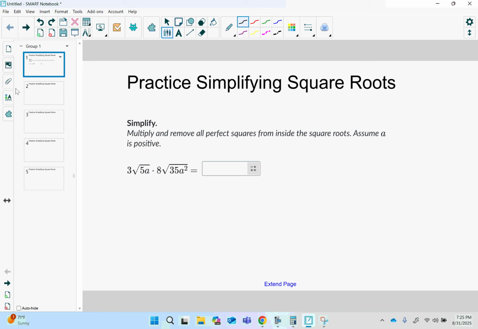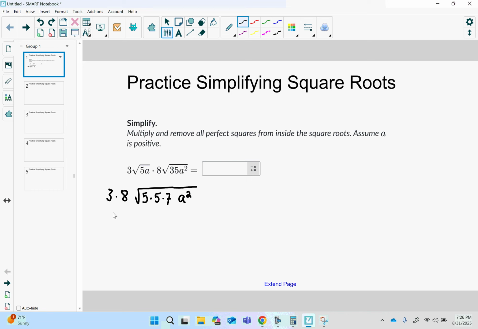So we can move some things around for our convenience. I'm going to put the 3 and the 8 next to each other, and then I'm going to put the square roots all together under one square root. This is one of the properties of square roots. I'm also going to rewrite the 35 as 5 times 7, and I'll write the a squared.